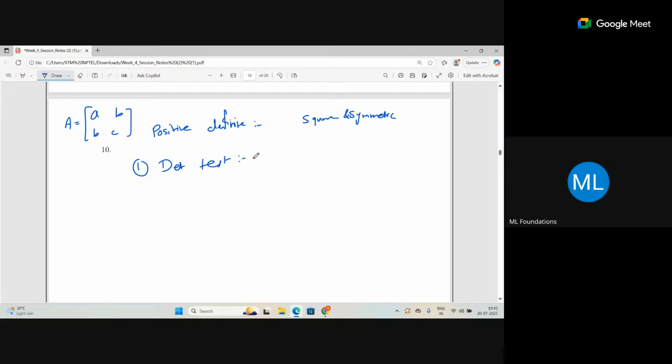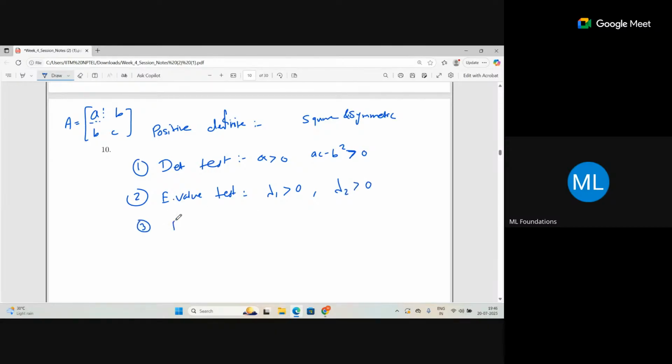Then there are two determinants, right? The first determinant, A, is greater than 0, and the whole matrix determinant, which is AC minus B square, should be greater than 0. It is strictly greater than 0. Then there is the eigenvalue test. It will have two eigenvalues if it is a 2 by 2 matrix, and both the eigenvalues have to be strictly greater than 0.